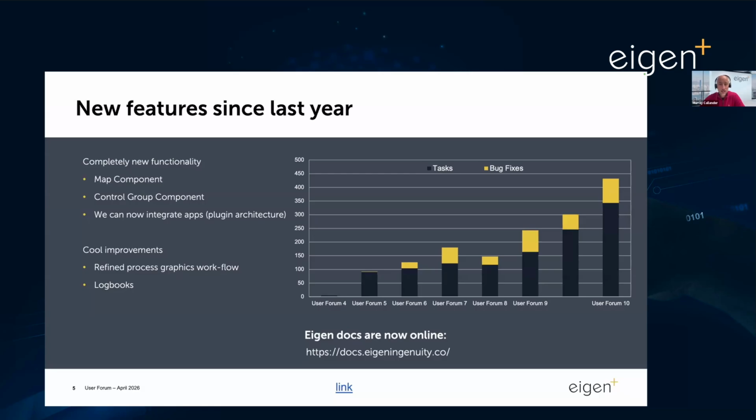So a couple of things we're going to demo today, or more than a couple, but I'll show the map component. We've got a new feature with control groups, and there's also the fact that we can integrate apps as plugins. This is really quite significant behind the scenes because it means we can do custom apps now very quickly and make them look completely seamless. And we've also got some great improvements around things like the process graphics. There's a much better workflow. It's much easier to make graphics with things like snap to grid. And the logbook component has now been deeply integrated with things like the events. And we've got a demo of that coming later on as well.